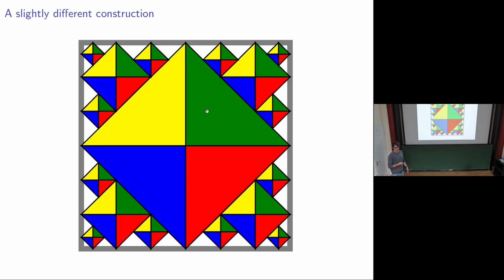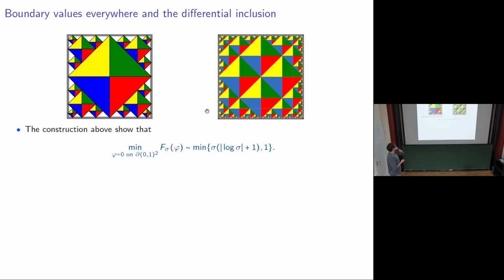And this gives you exactly the same optimization problem as before, and then of course also the same energy scale. All right, but if you do it this way, then you see immediately that it doesn't matter whether you put 0 boundary conditions here or everywhere. It all gives you the same scaling law.